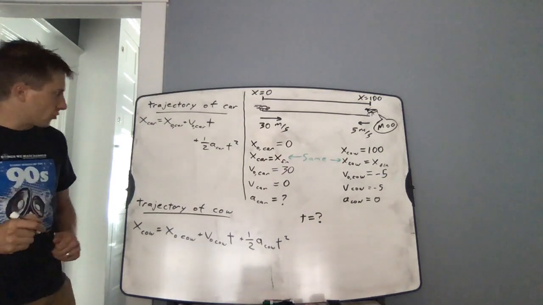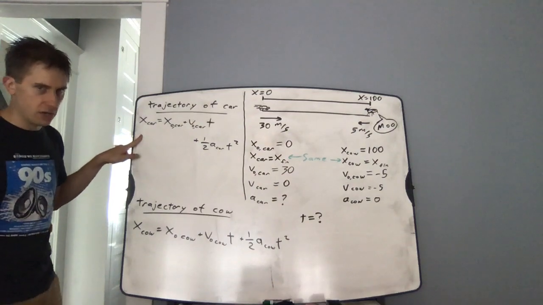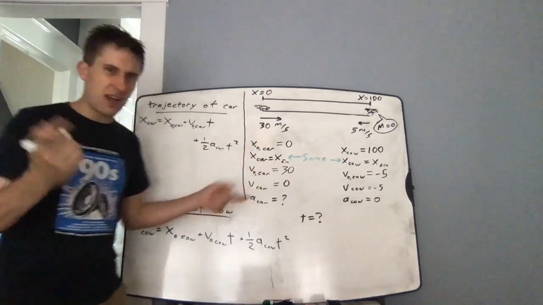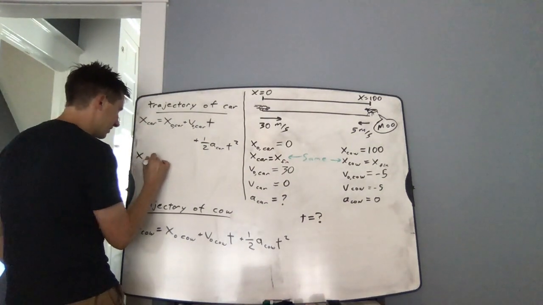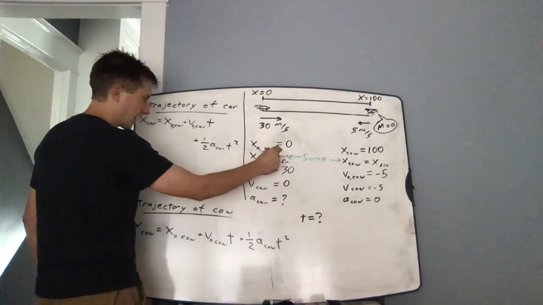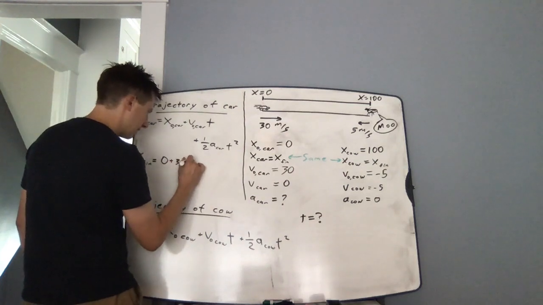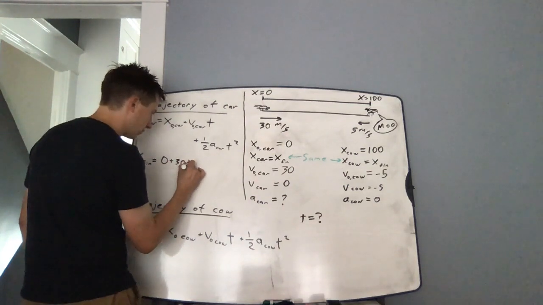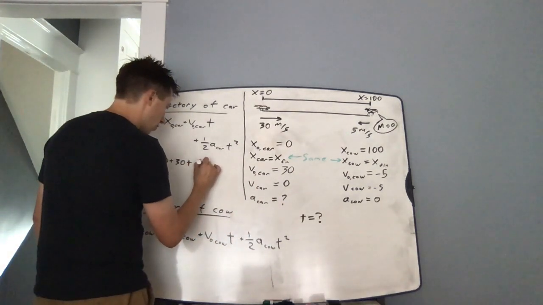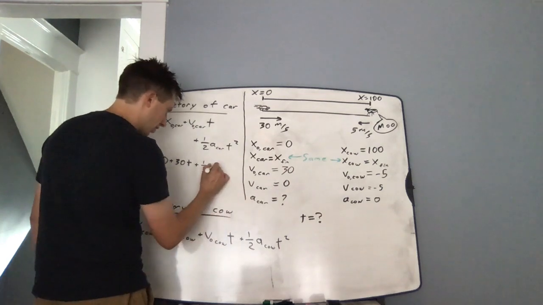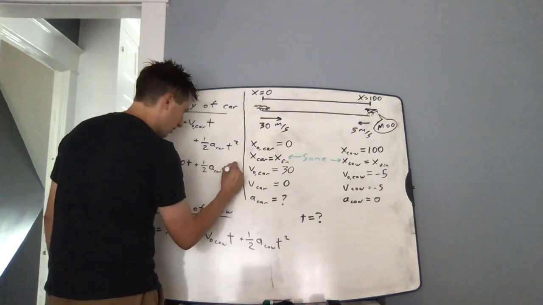So let's see what we got going on. I'll now plug in for this. I do not know the final position of the car. I could write it as x final. Okay, I'll do that. So I could write x final is equal to the initial position of the car, which is 0. The initial velocity of the car is 30. I do not know what time the car comes to a stop, but that will be the final time. I do not know what the acceleration of the car is, so I'll write a car. And again, I do not know what time is.